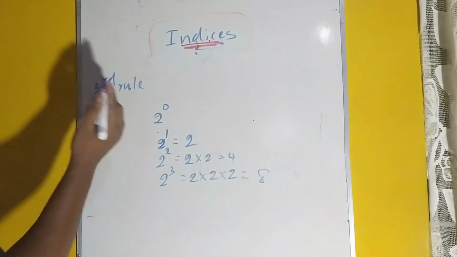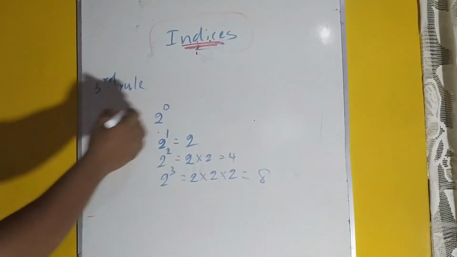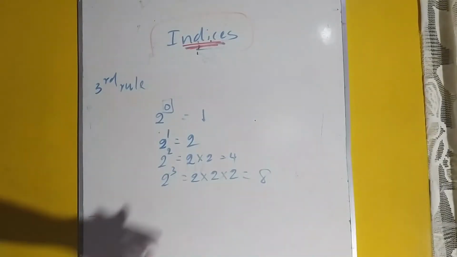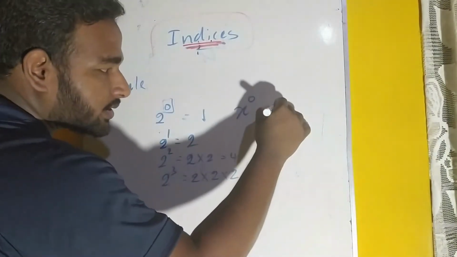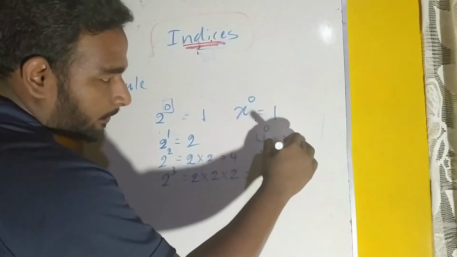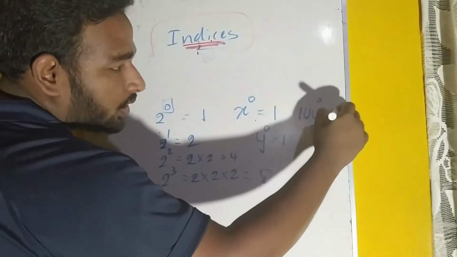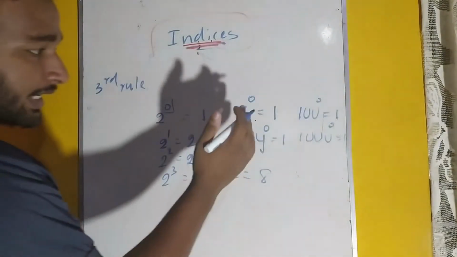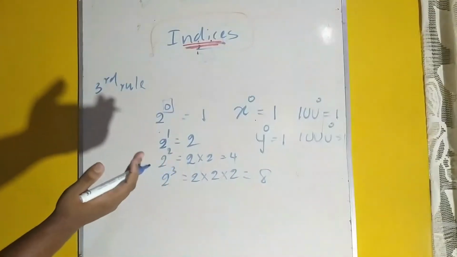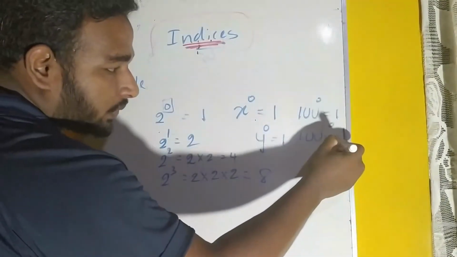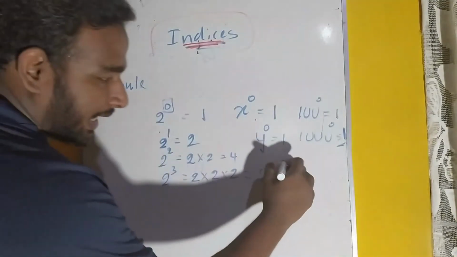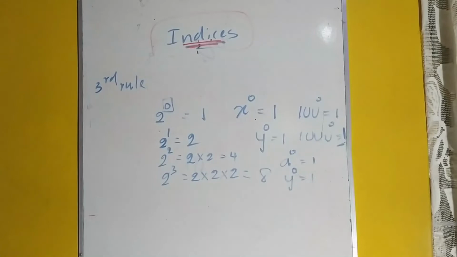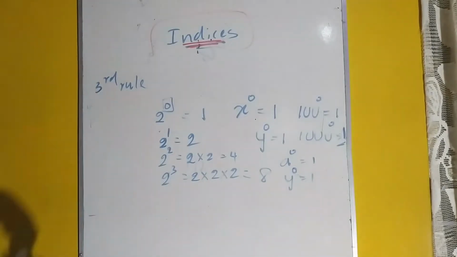So if they ask you 2 to the power 0, for any number, if the power is 0, the value should be 1. Always. x to the power 0 is 1. y to the power 0 is 1. 100 to the power 0 is 1. 1000 to the power 0 is 1. If the power of any number is 0, the value is 1. So a to the power 0 is also 1, y to the power 0 is also 1. That is your third rule.